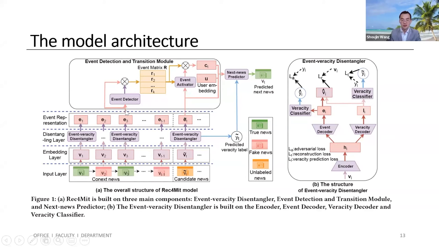And then we only take the event embedding into the second module, that is the event detection and transition module. First, we detect which events may be associated with each news, and then we model the sequential dependencies over a sequence of events in the context news. In this way, we can recommend the next related news which have the similar or even the same event as the context news. Simultaneously, we also take the veracity embedding of the candidate news into the classifier, which can classify the veracity of each candidate news. And finally, we can recommend both the related news and the true news by combining the event information and the veracity information modeled by the different components.